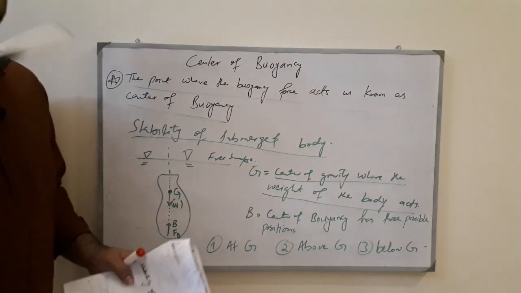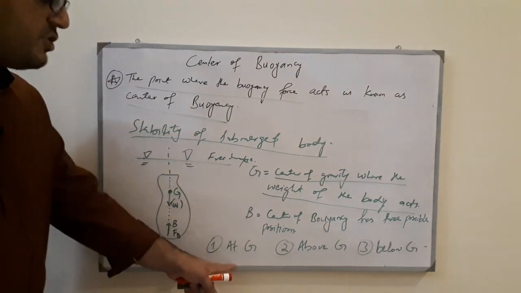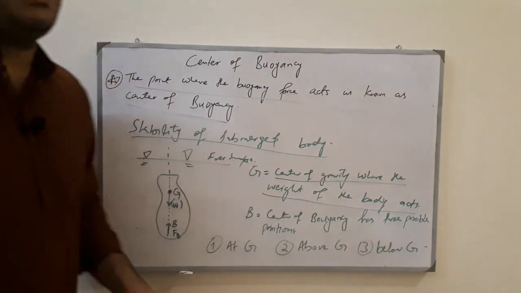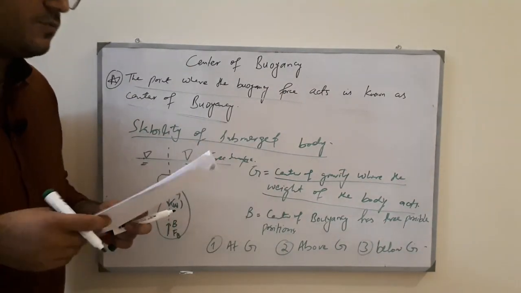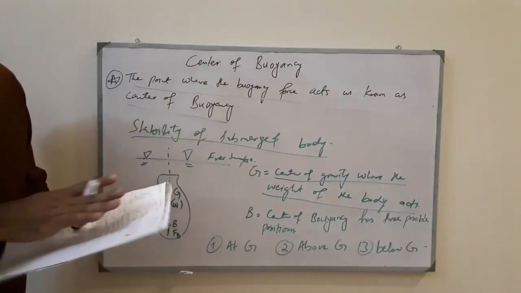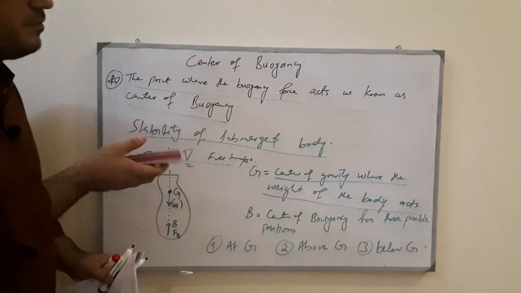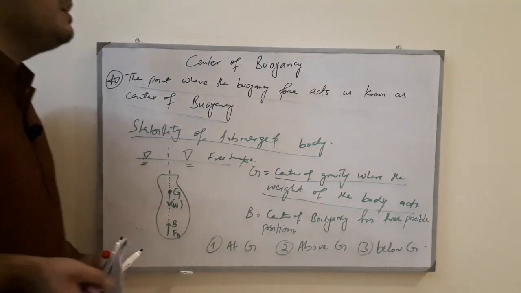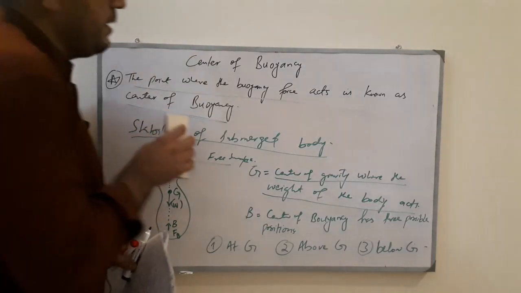Now there are three possibilities where the center of buoyancy could be. Number one, at G. Number two, above G. Number three, below G. Right? So there are different conditions for equilibrium. Basically, the position of the center of gravity and center of buoyancy will tell us whether the body is in stable equilibrium or not.